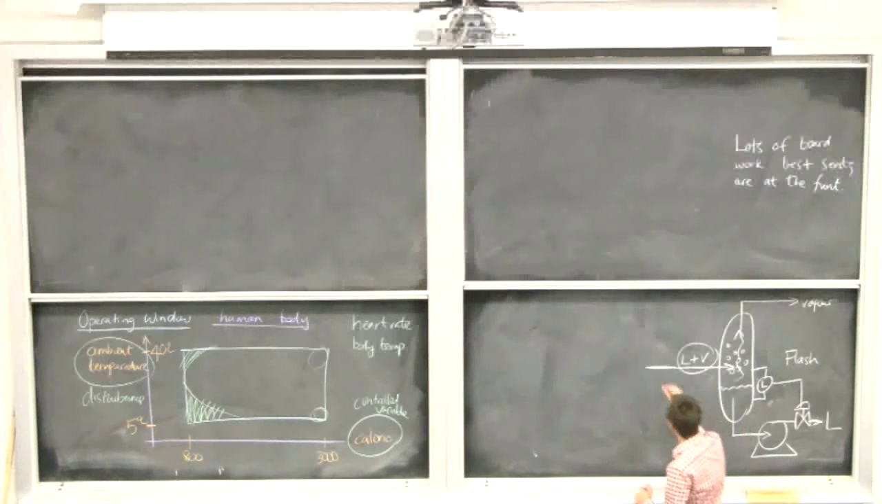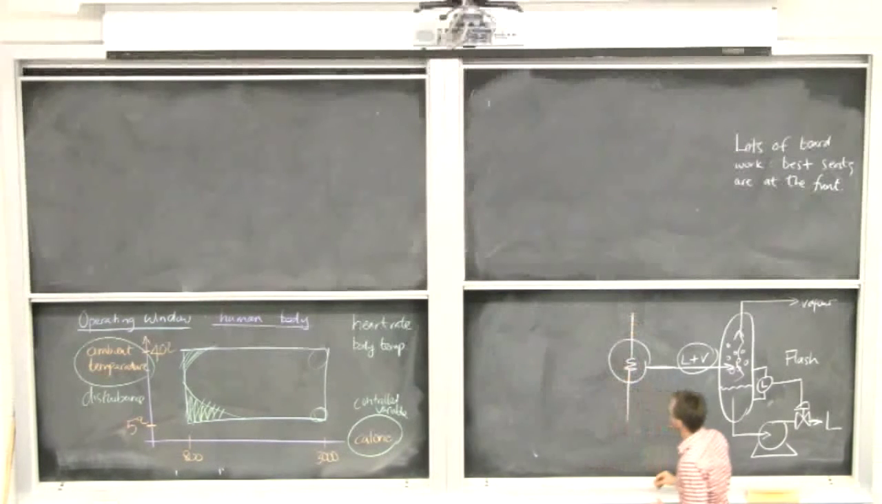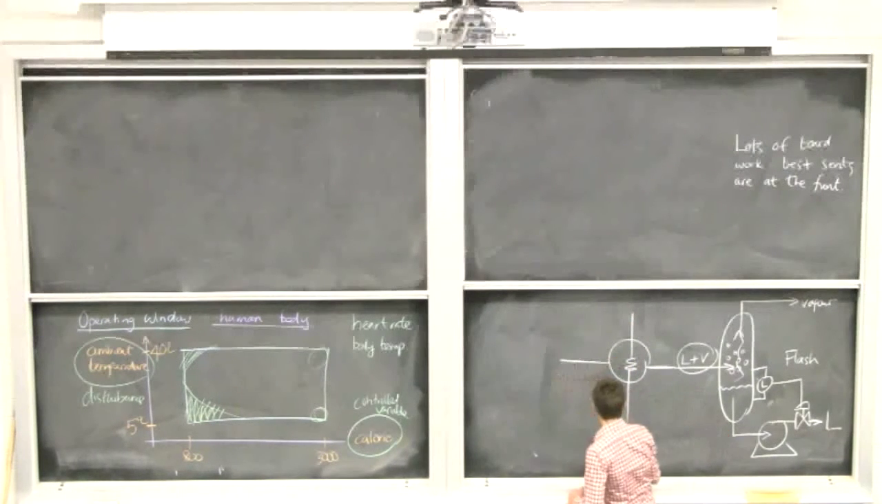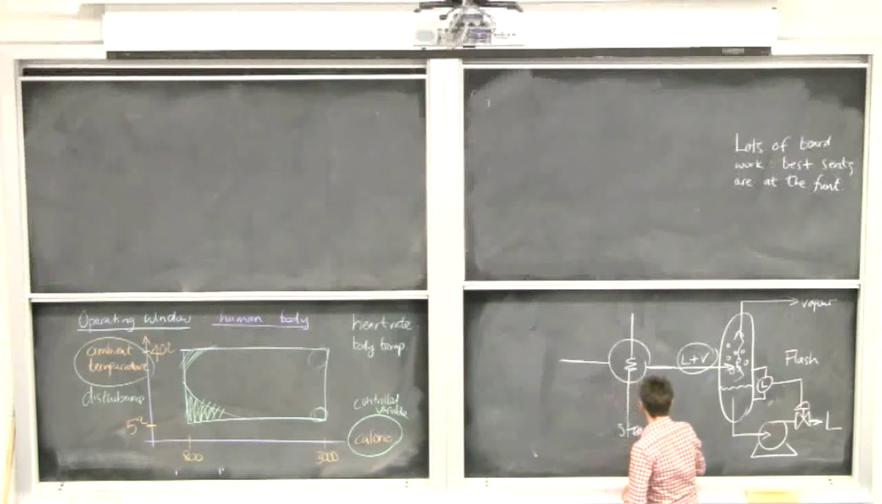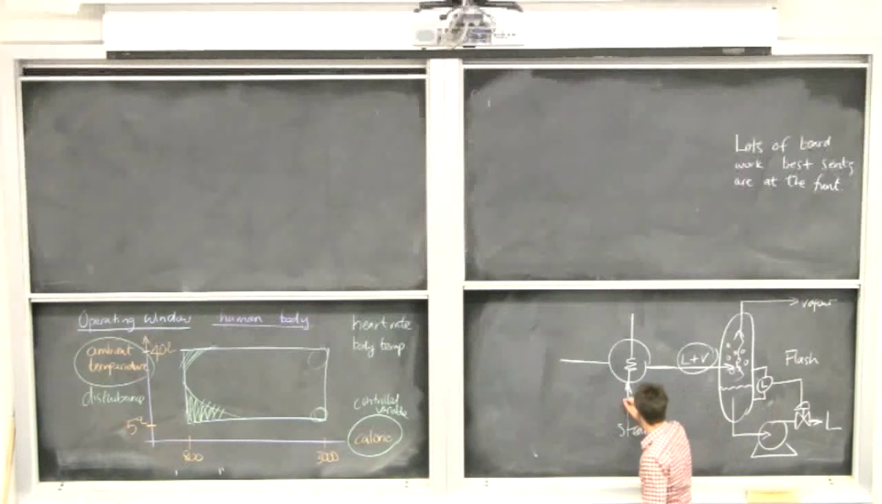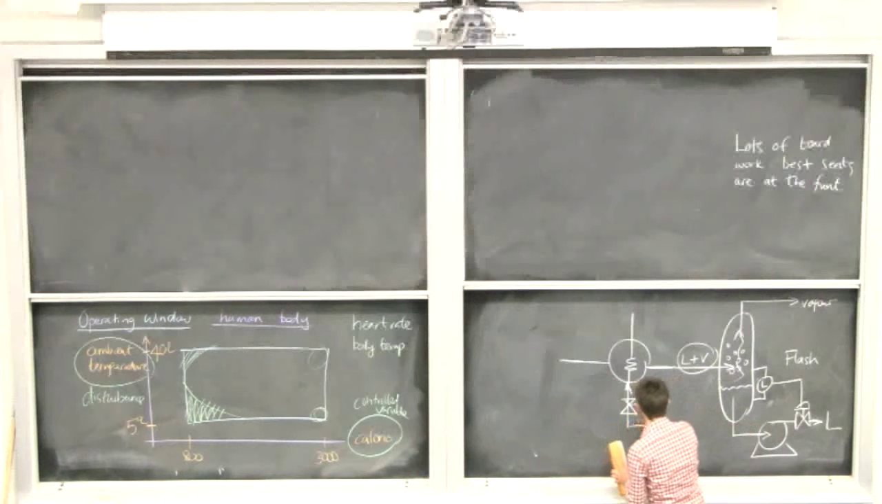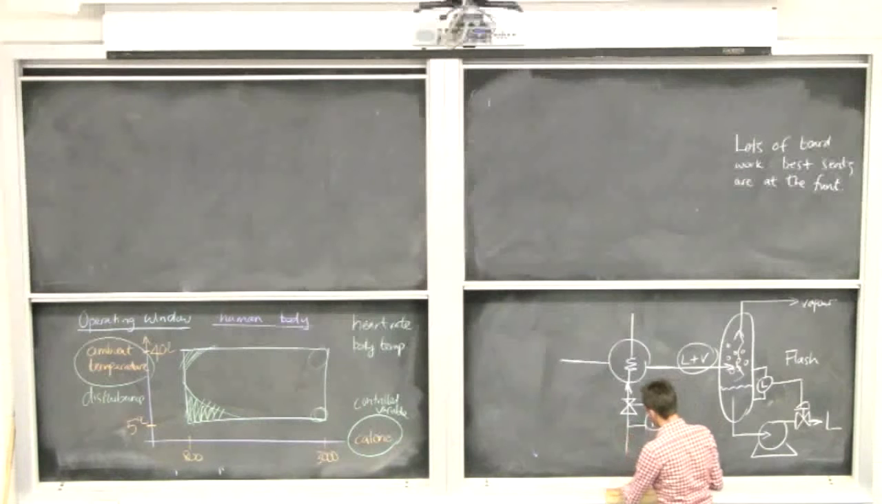So let's step back then and complete this flow sheet. What we're going to do is heat that stream coming in with a heat exchanger. And I'm going to use steam, so I'm going to send steam up there. And in your notes, this is called a valve. There's a valve over there, and for the steam, we measure the flow rate. Dr. Marlin has called it F3.